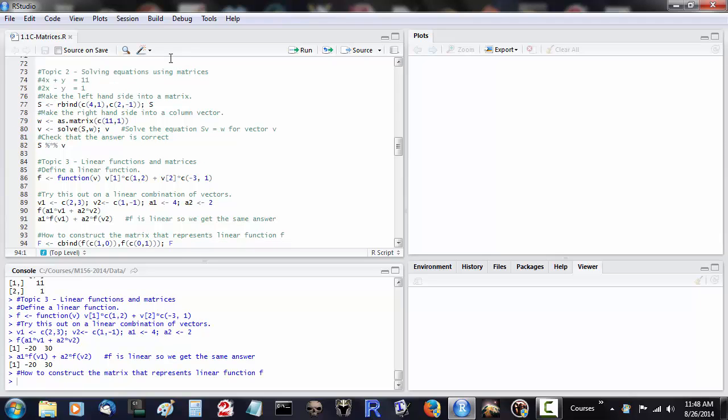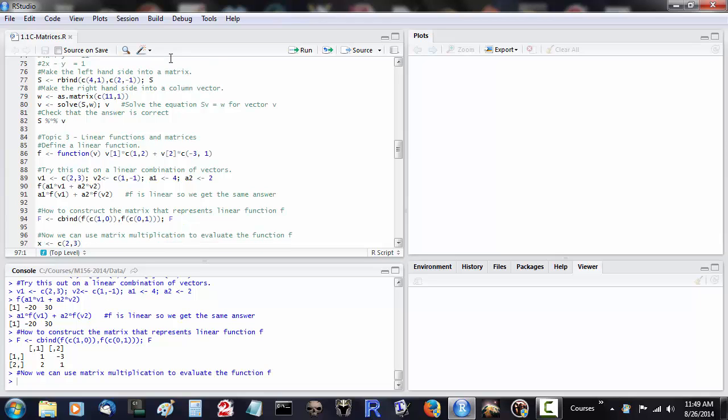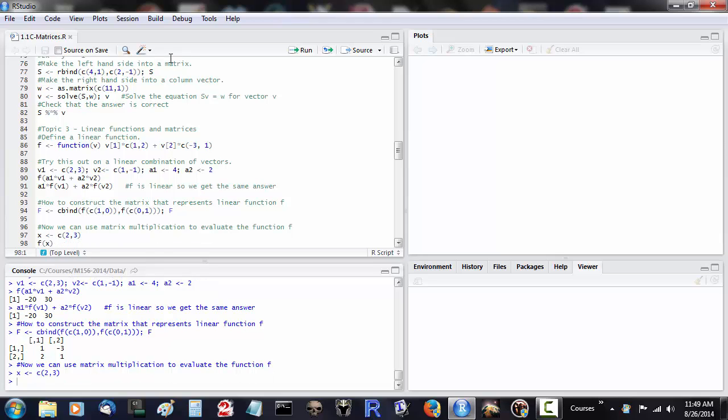So how will we construct the matrix that represents a linear function f? Easy. The first column is f acting on the first standard basis vector, 1, 0. The second column is f acting on the second standard basis vector. So from our linear function little f, we've succeeded in creating the matrix capital F that represents it. And now, having created that matrix, we can use matrix multiplication to evaluate the function.